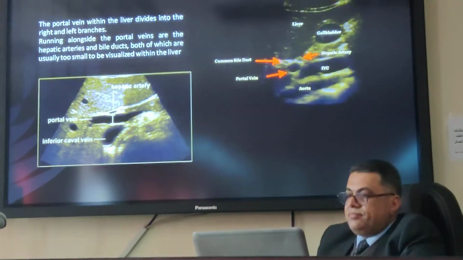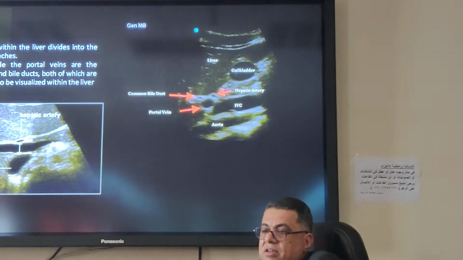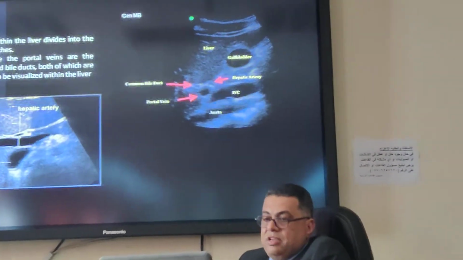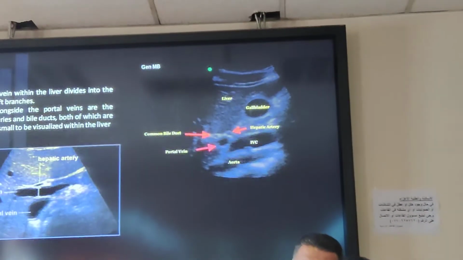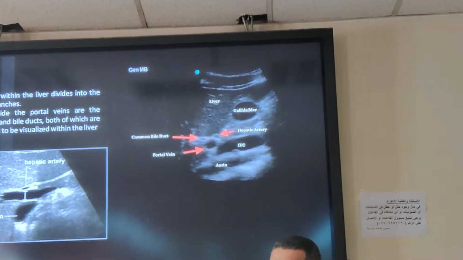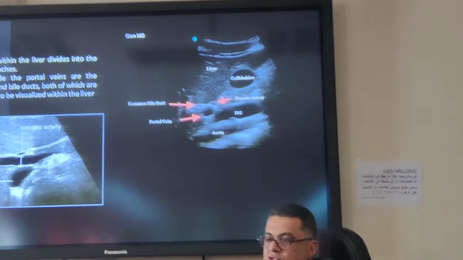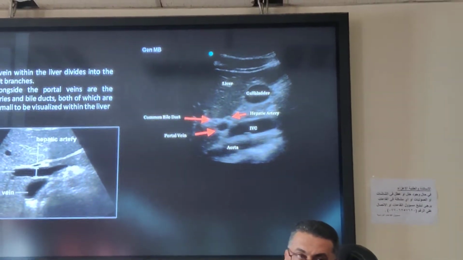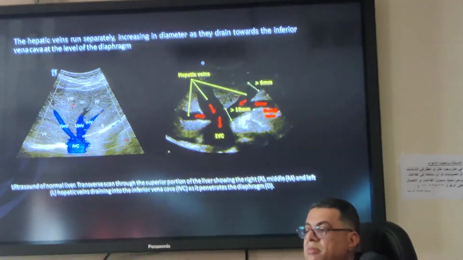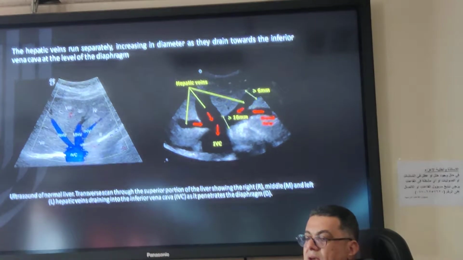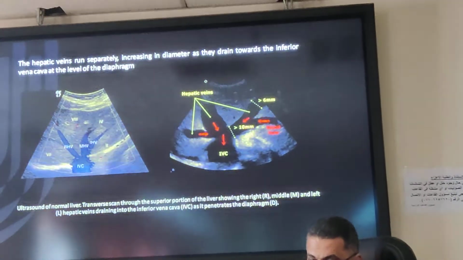The portal vein within the liver divides into the right and left portal veins, right and left branches, and running alongside the portal veins are the hepatic artery and the branches of the bile ducts, both of which are usually too small to be visualized within the liver. Sometimes, if not dilated, we see the normal hepatic arteries and bile ducts. The hepatic veins run separately, increasing in diameter as they drain into the inferior vena cava.